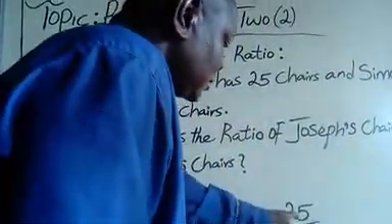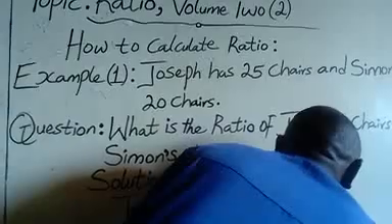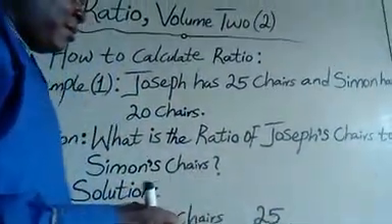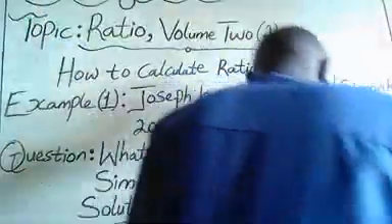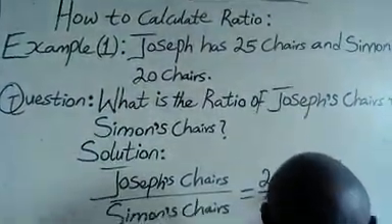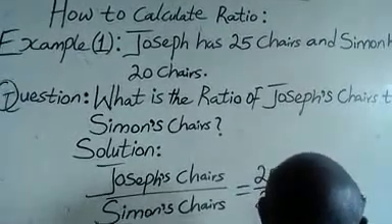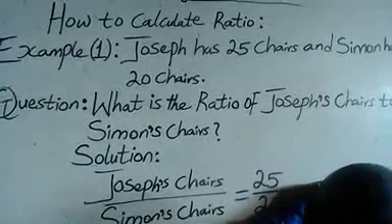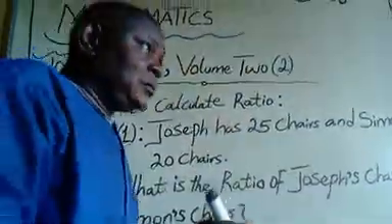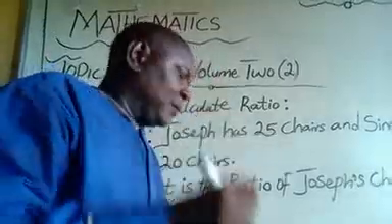25 divided by 5. The answer is 5. Put down the sign of ratio. Okay? I've selected 5 already, a non-zero number. 20 divided by 5. The answer is 4.